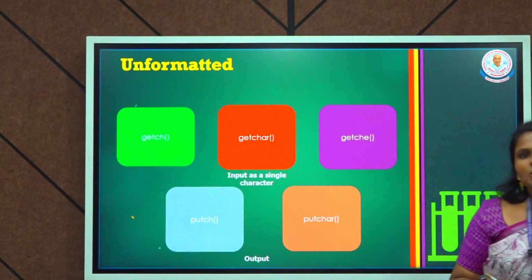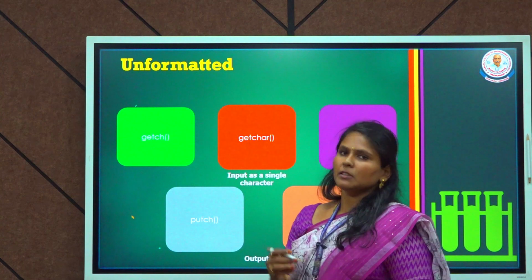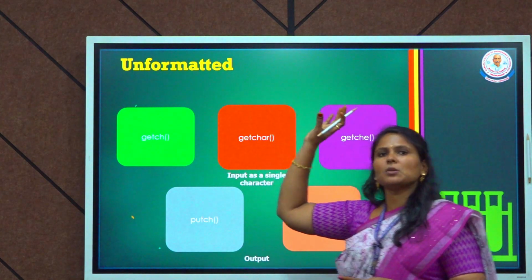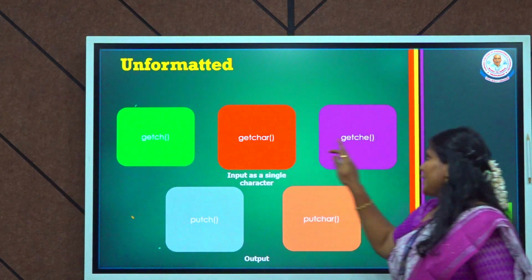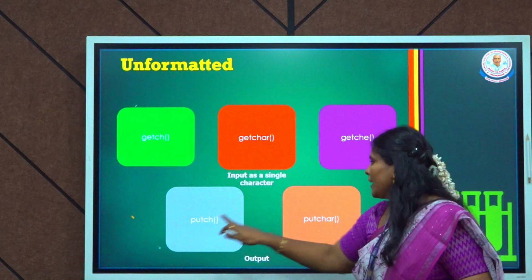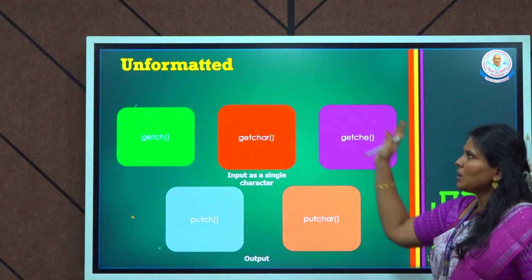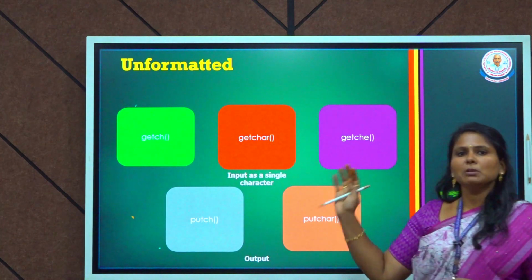So next we are going to see about the unformatted functions. The unformatted functions are also present in C. These are getch, getchar, getche, putchar, then putch. These are the unformatted functions that are available in C.